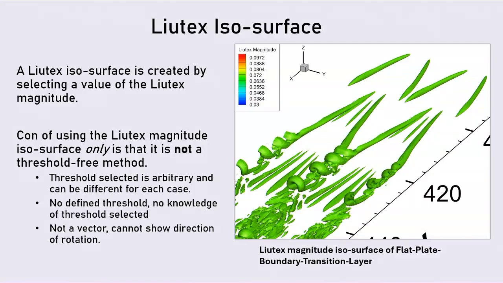It's also not a vector. We can't use it to show the direction of rotation. So it's just more of just a tool used for general observation, I feel. This is data of, you've probably seen this before already, but this is a flat plate boundary layer transition of a fluid. So we'll just kind of see some lambda vortices and some hairpin vortices.